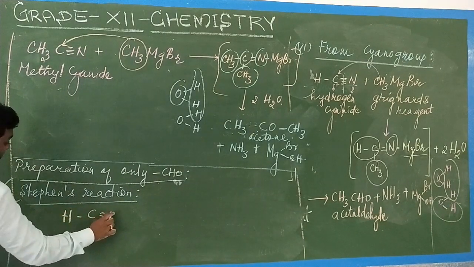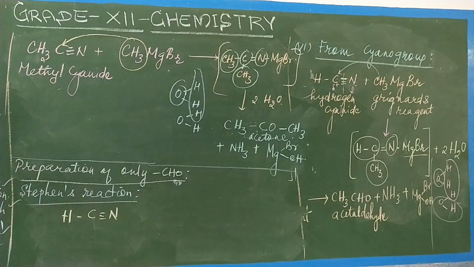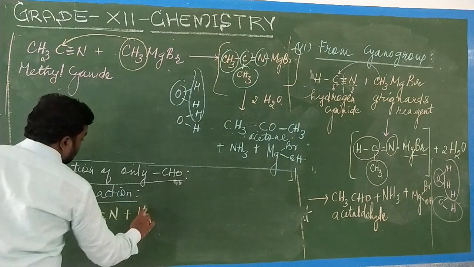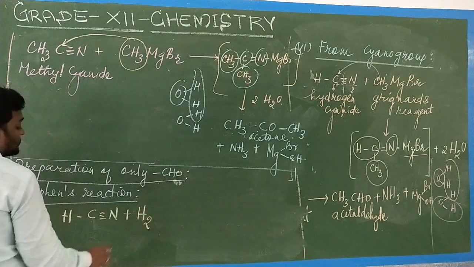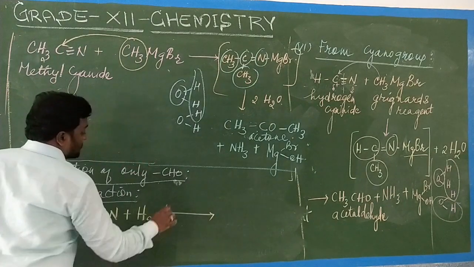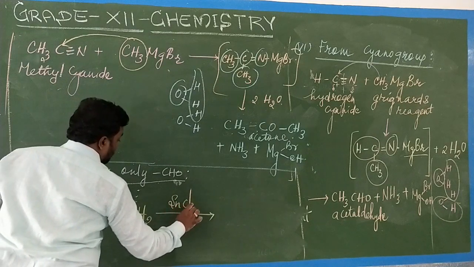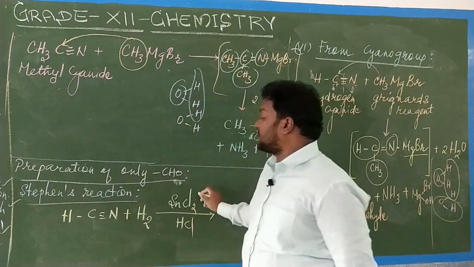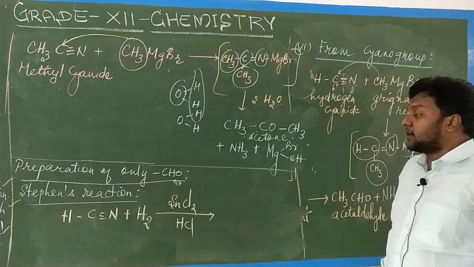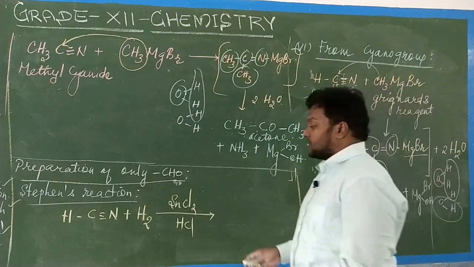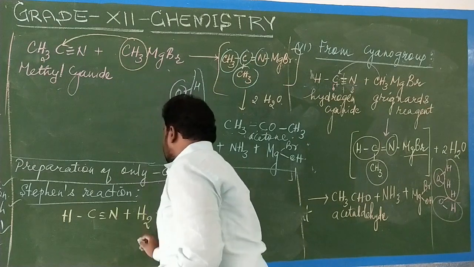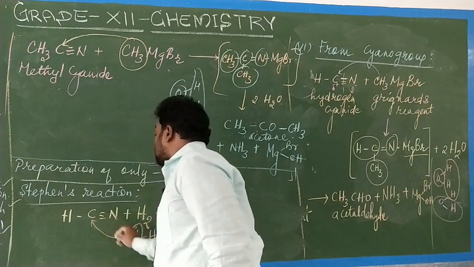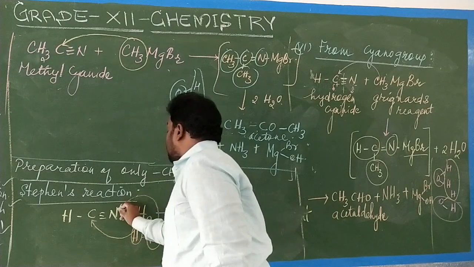For Stephen's reaction, you take hydrogen cyanide, same as before, and this hydrogen cyanide has to be treated with 2 molecules of hydrogen in the presence of stannous chloride and hydrochloric acid. The reagents for Stephen's reaction are stannous chloride and hydrochloric acid. Now what happens is this hydrogen splits up into H bond H. One hydrogen combines with this carbon, the other hydrogen combines with this nitrogen.